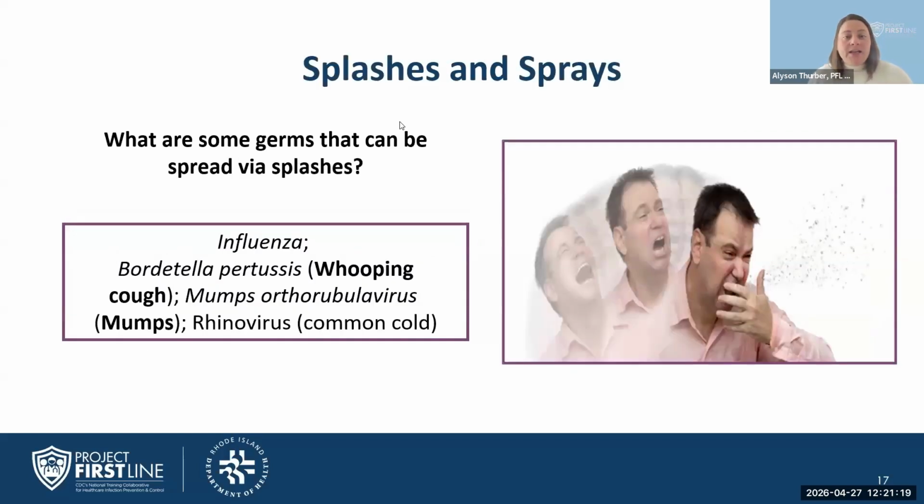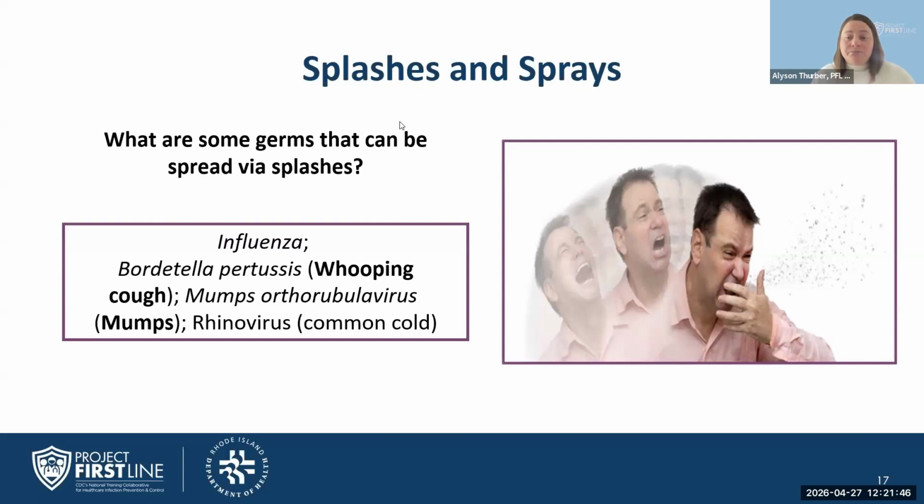So then the next pathway is splashes and sprays. The splashes and sprays pathway occurs when respiratory particles or body fluids travel from an infected person to another person. These particles can carry germs that reach your eyes, nose, mouth. They get into your mucous membranes and cause infection. So splashes during oral care and coughing, sneezing, speaking, all of these are examples of how you can spread germs via splashes and sprays.